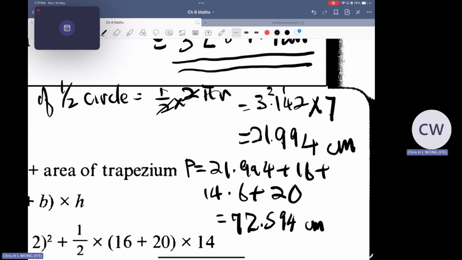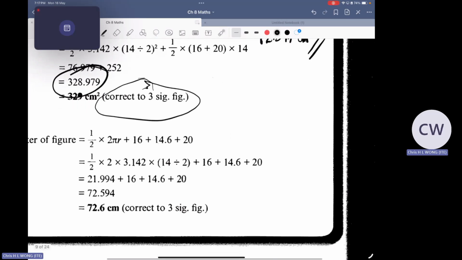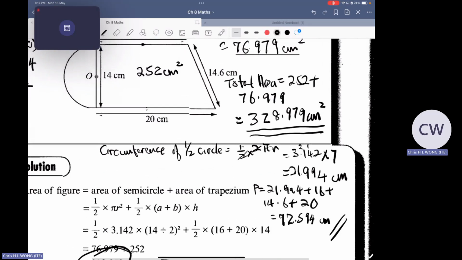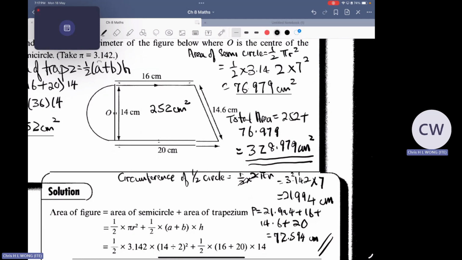72.594 cm with a square? No square, right? Perimeter, no square. So that's the answer. Correct? Is there any decimal place that you did? Do you leave any decimal place? It's only 72.594. Exactly, so no decimal places. So I leave it now.